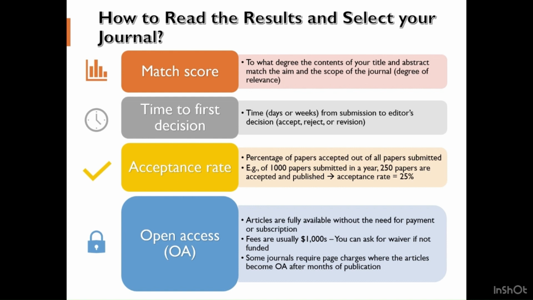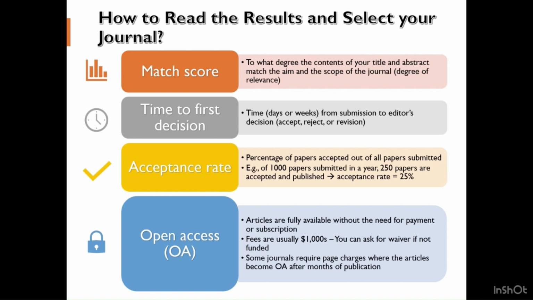Next, we have the acceptance rate, which is basically the percentage of papers accepted out of all the papers submitted. Usually this number is based off the statistics of the previous year. So for example, if one journal received 1,000 papers in a certain year, but only 250 of these papers were accepted and published, this means that the journal has an acceptance rate of 25%. In other words, there is a rejection rate of 75%.